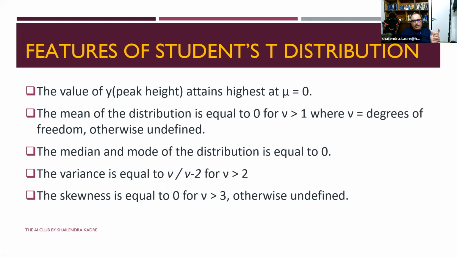I'm not explaining skewness because there is a complete class on skewness. So skewness is equal to 0 for degrees of freedom more than 3. Degrees of freedom more than 3 means sample size is more than 4. Degrees of freedom is just one less than sample size, right? So skewness is 0 for sample size more than 4. This is one of the properties. Variance is given by df divided by df minus 2. So remember these for now.